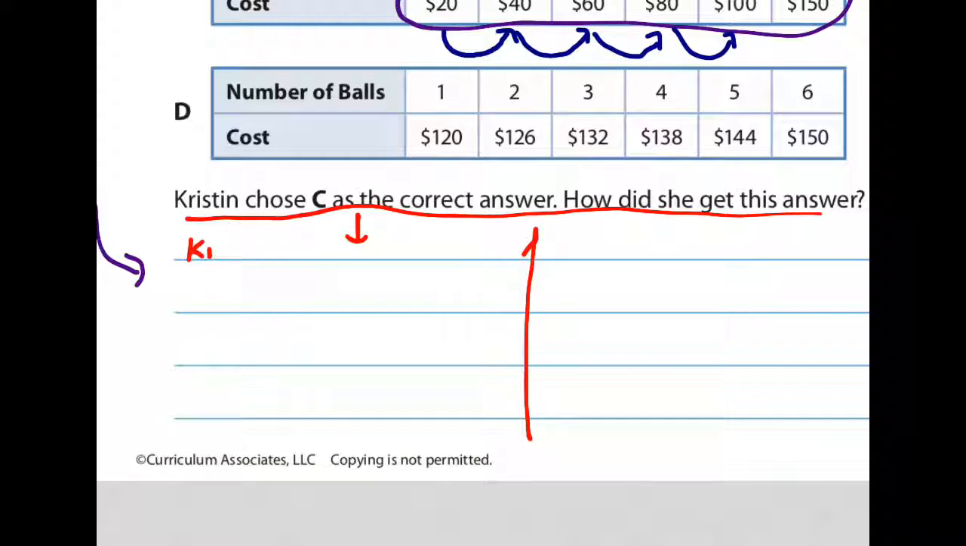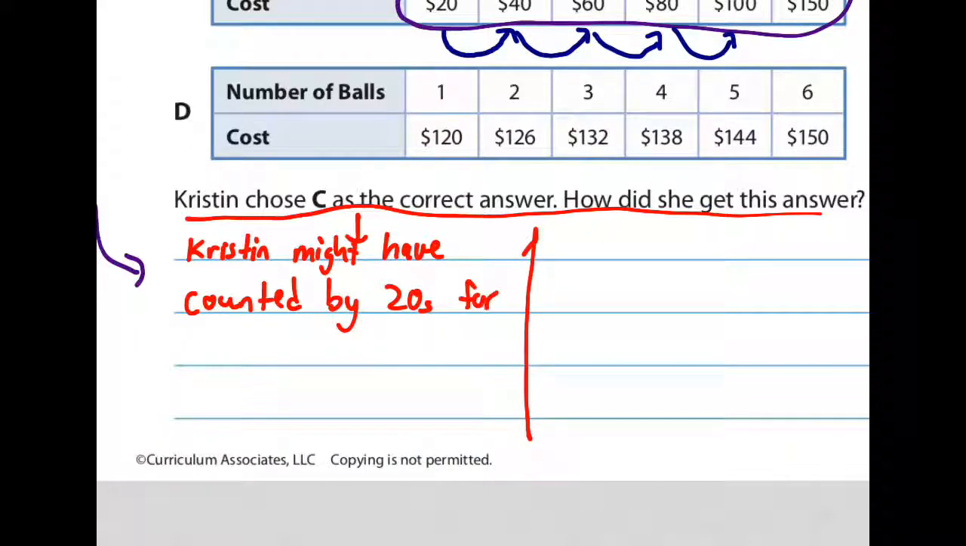Kristen might have counted by 20s for the cost to get her answer. I have no idea what she was thinking. So you don't have to erase your answer if it's different. You might be right. I might be wrong. We're not Kristen, right? So that's just kind of what I thought.